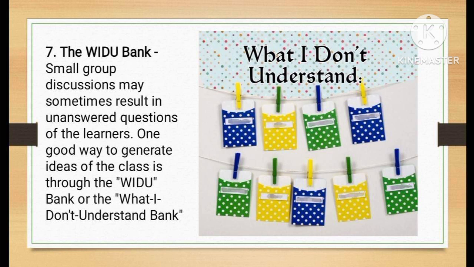Number 7, the Widow Bank. Small group discussions may sometimes result in unanswered questions of the learners. One good way to generate ideas of the class is through the Widow Bank, or the What I Don't Understand Bank. This activity prevents the pupils from forgetting the bugging questions and lets them be heard in the class without using their oral skills, if the questions are not quite comfortable for them to verbalize.